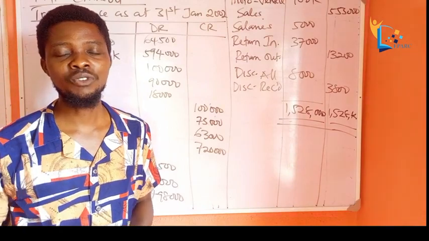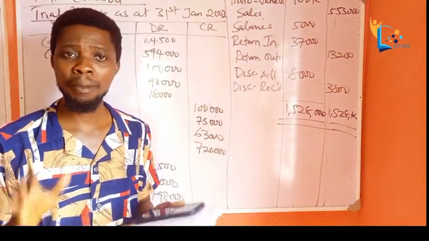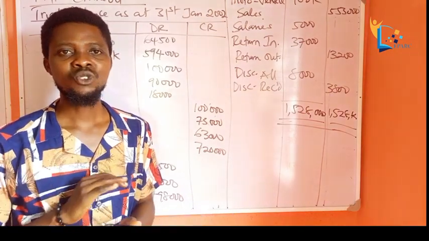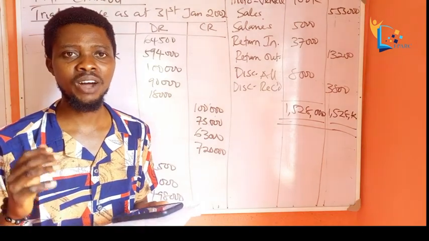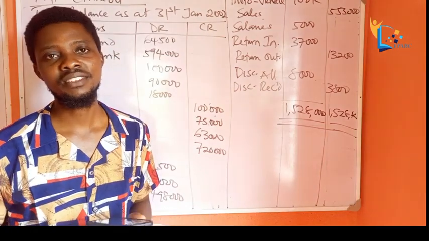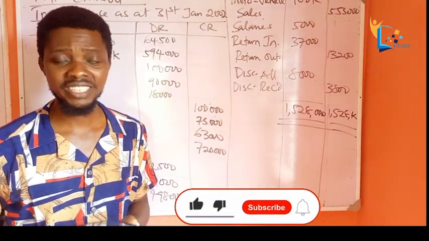Okay? All right, we've come to the end of this class. This is part 2 of the class we've been doing before. So now you have a good understanding of how to treat the cash book, the ledgers, the subsidiary books, and the trial balance.